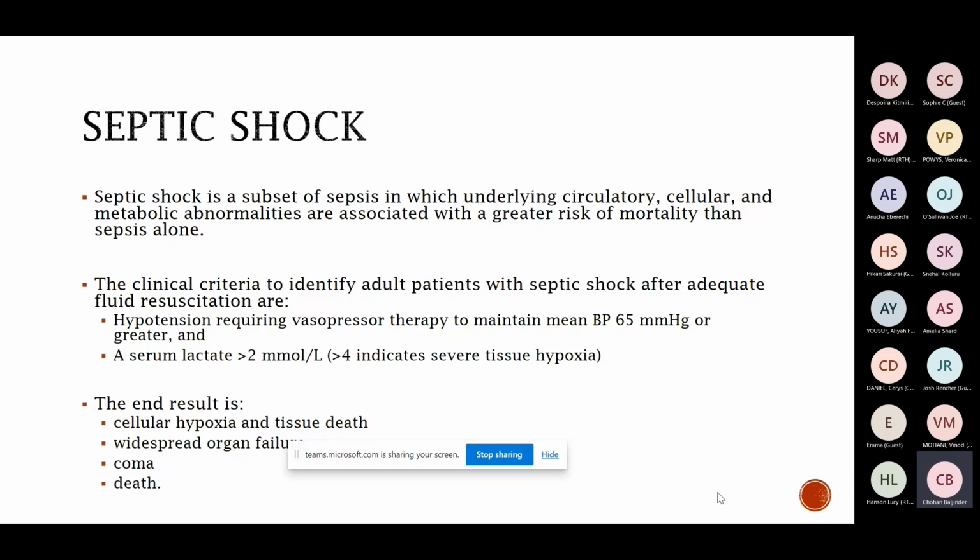Septic shock is defined by hypotension which doesn't respond to adequate fluid resuscitation. So the patients then require vasopressor therapy to help them, so they'll be in ITU. And then having a lactate of greater than 2, and if the lactate is more than 4, that indicates severe tissue hypoxia, with the end result being hypoxia, cell death, organ failure, coma, and death. All very morbid, but this is what we're trying to prevent.